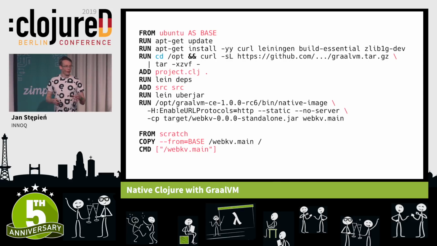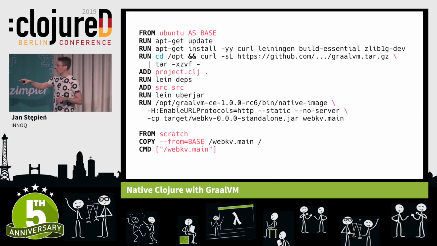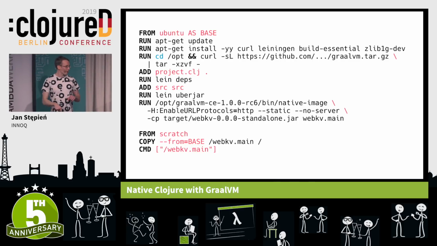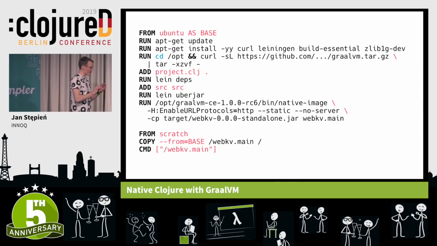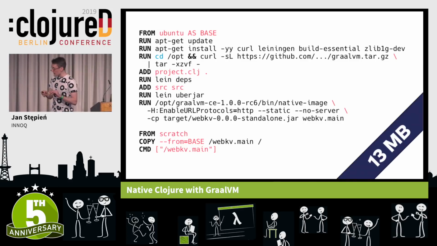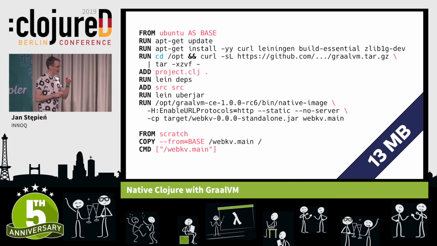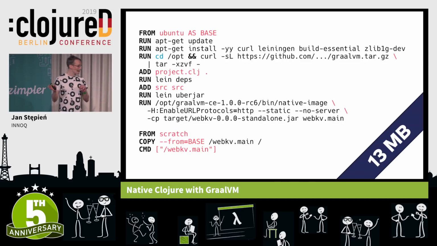And now the twist comes. We start from scratch again. We start from a completely empty Docker image with not a single file on it, and we just copy web key value main onto the root of our new file system. And that's it. We're done. The resulting Docker image is 13 megabytes in size and consists just of a single file, fulfilling all of the requirements of our web application.